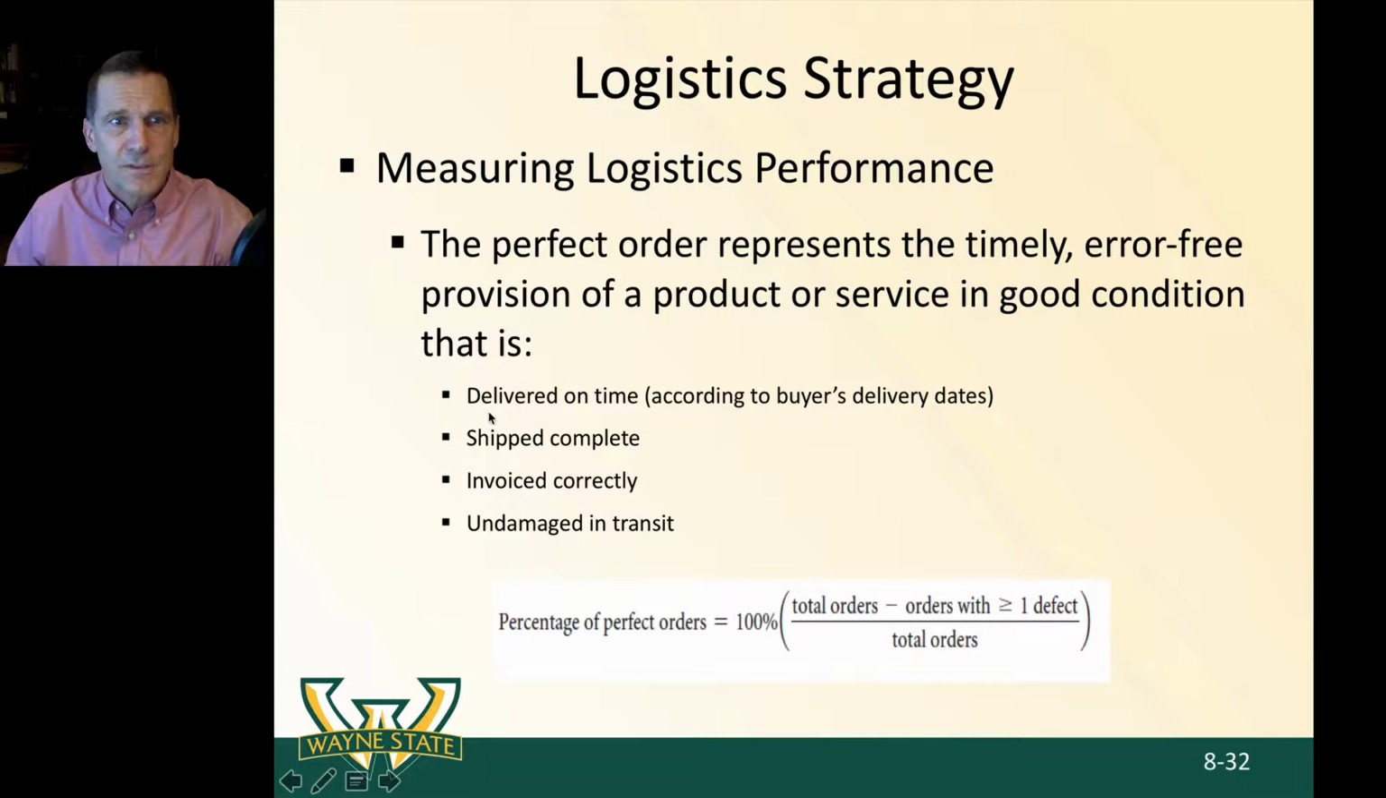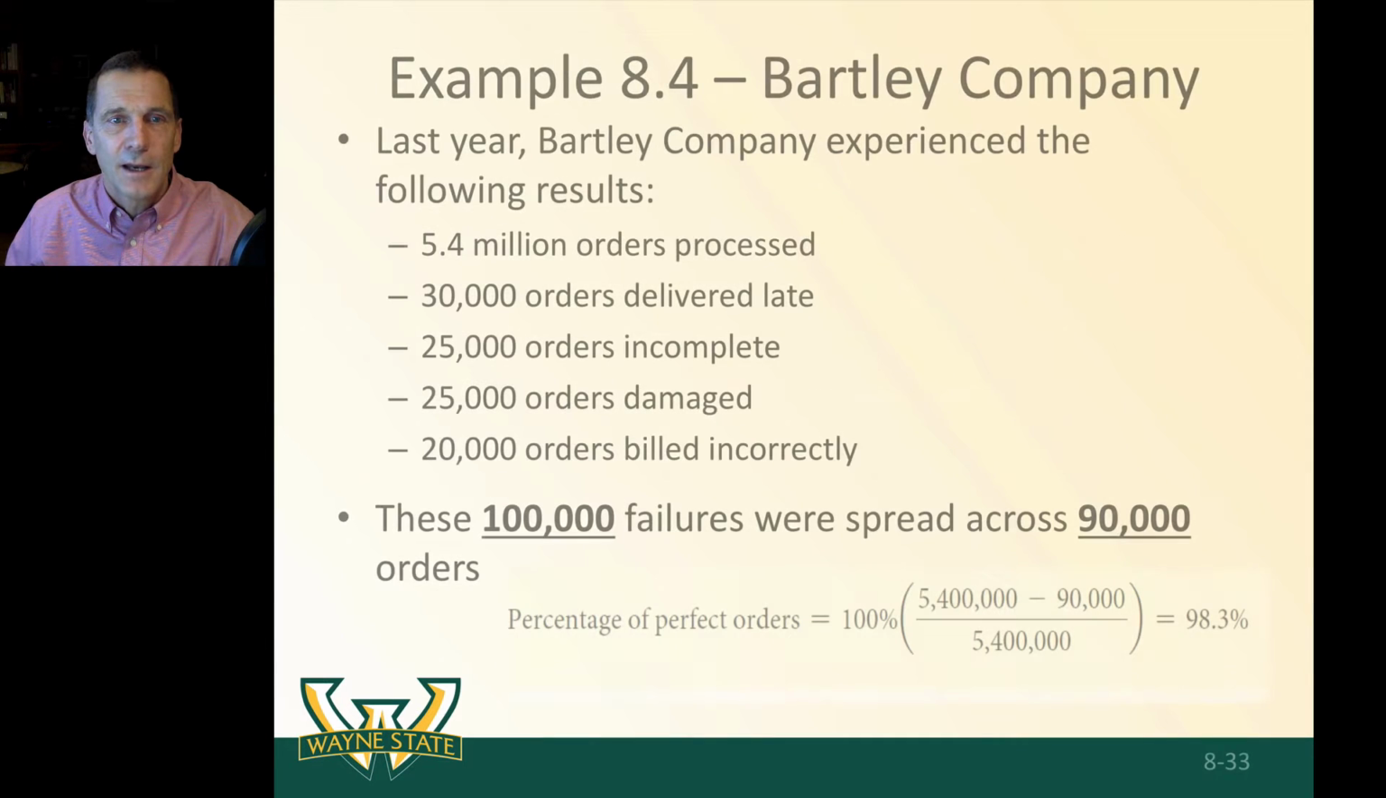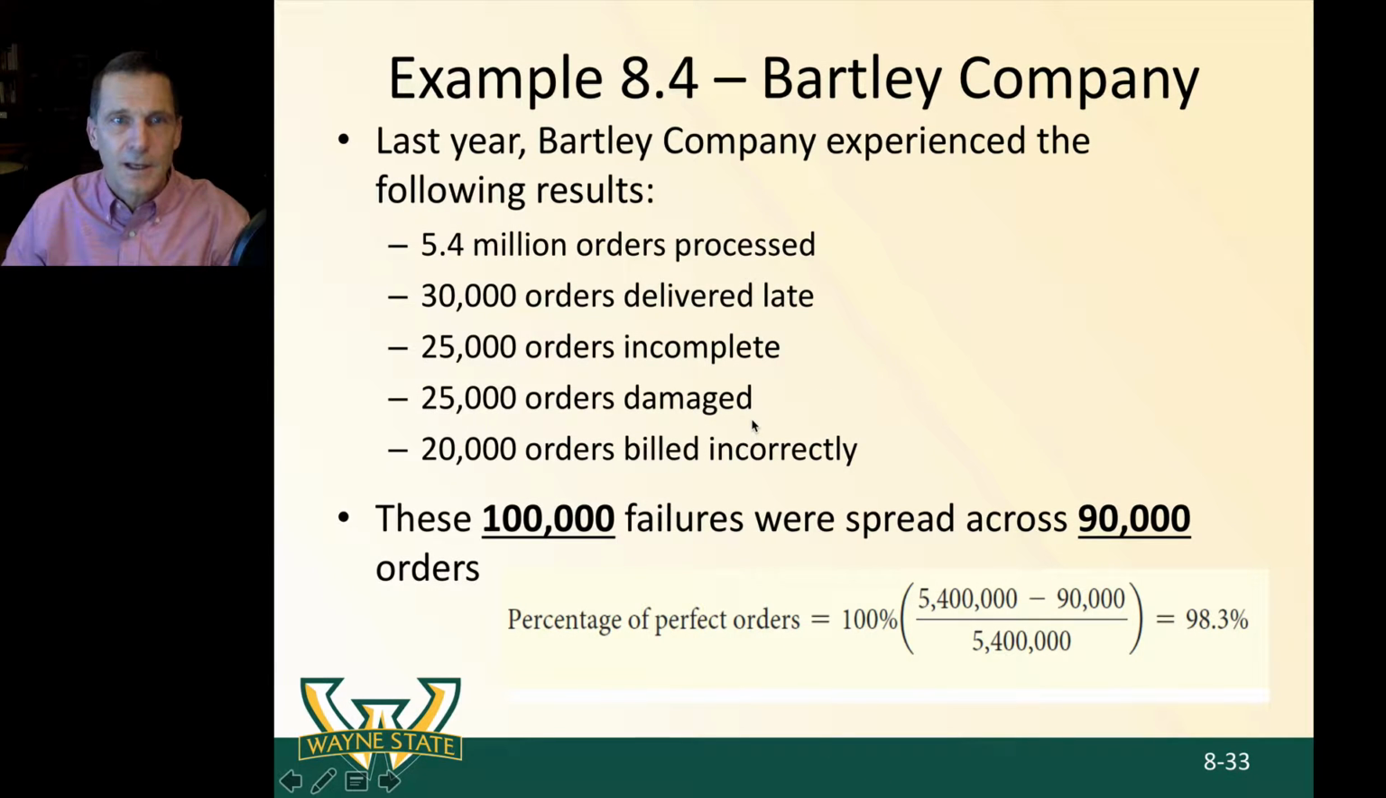So here's some example terms that the book has put in. The error-free provision of a product or service in good condition, delivered on time according to buyer's delivery dates, shipped complete, invoiced correctly, undamaged in transit, and we can define perfect orders as 100% of total orders minus orders with 1 or more defects over the total orders. All right, so it's not too complicated. Just got to make sure we don't double count a fail where we have multiple fails on one order. That's really the whole trick to this, understanding it.